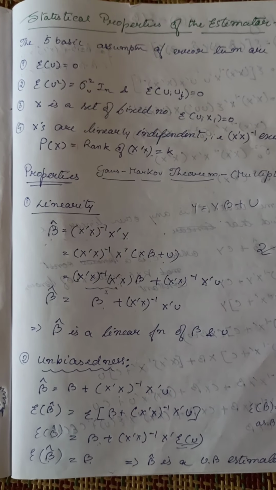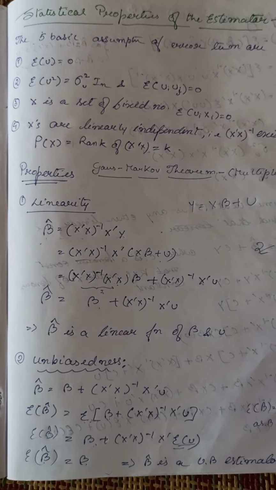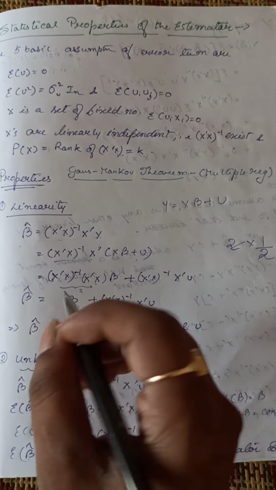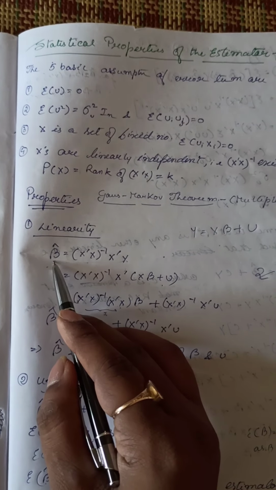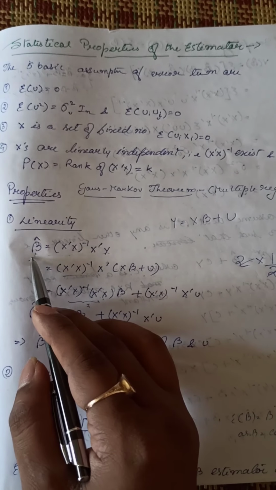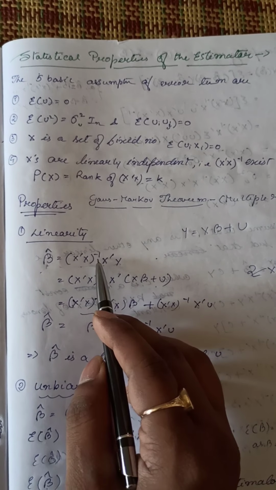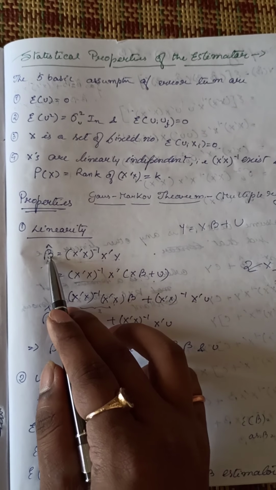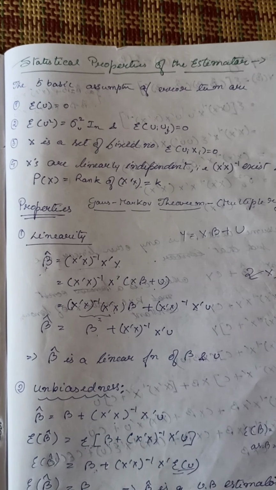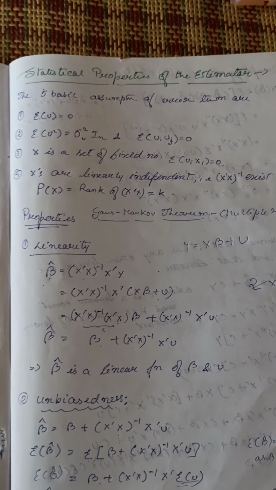Today we will study how the OLS estimator satisfies the BLUE property in case of a multiple regression model. In the last video I showed you how to derive this term, that is the OLS estimator in case of multiple regression model. It looks something like this, and we will see whether this OLS estimator satisfies the BLUE property, that is whether it is best, whether it is linear, and whether it is unbiased.